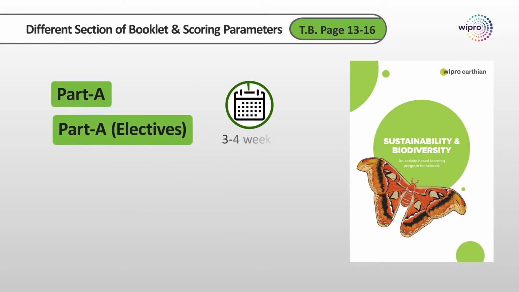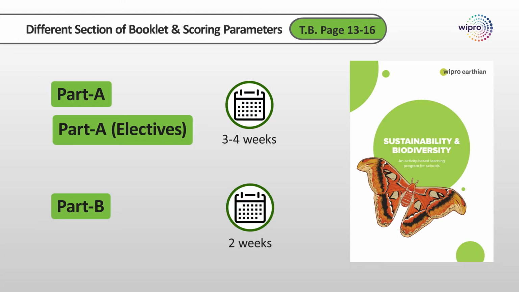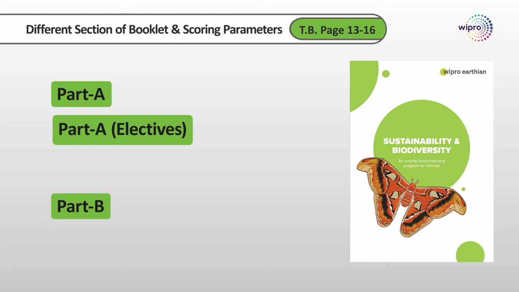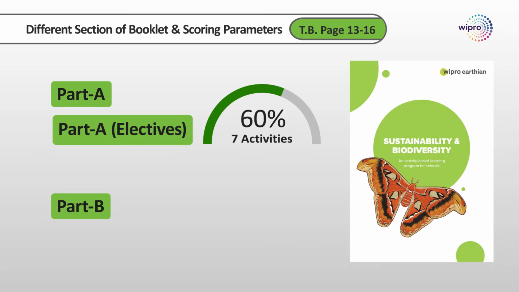Ideally, 3 to 4 weeks will be required for Part A activities and documentation, while Part B will require approximately 2 weeks for completing research and discussion. Part A of this Sustainability and Biodiversity booklet contributes to 60% of the score as it has 7 activities, and the remaining 40% is for 3 activities in Part B.